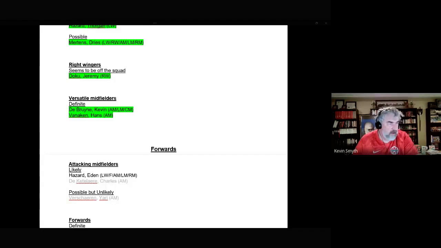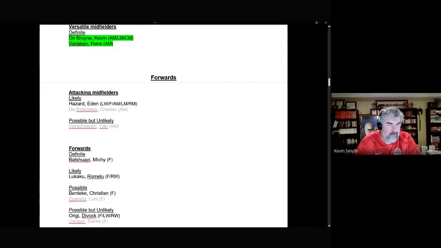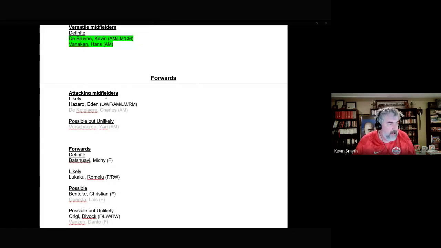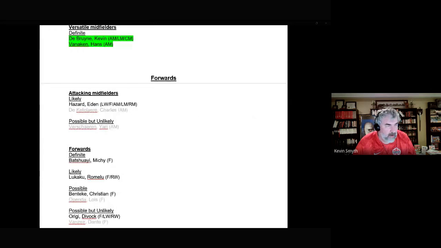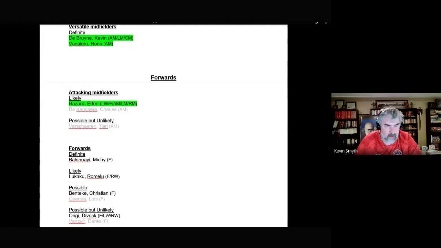Okay, we move on to the forward line, and we include attacking midfielders among the forwards there. So let's take a look at the candidates. Here we have likely candidate Eden Hazard. We actually moved him to this position, but he's coded primarily as a left winger. We also have Charles de Ketelaere as a likely candidate, and we have Yari Verscheren as a possible but unlikely candidate. And among those players, Eden Hazard was selected for the squad.